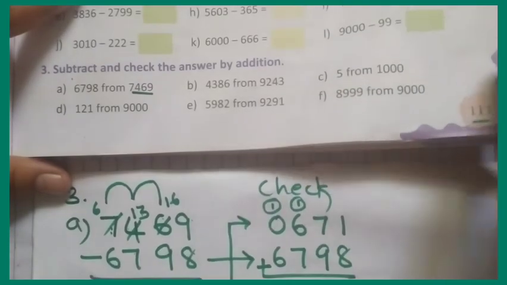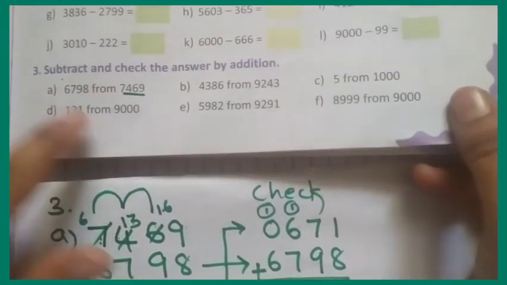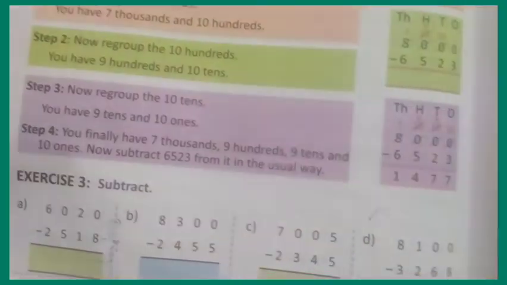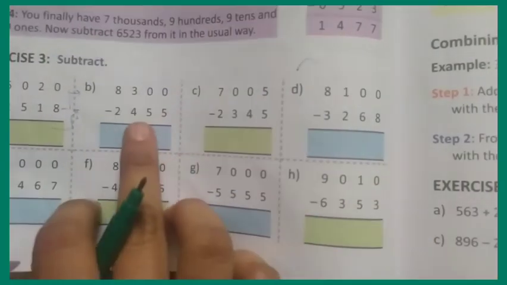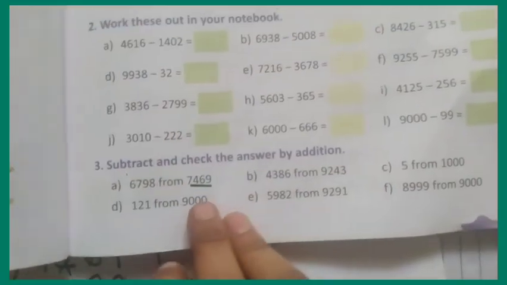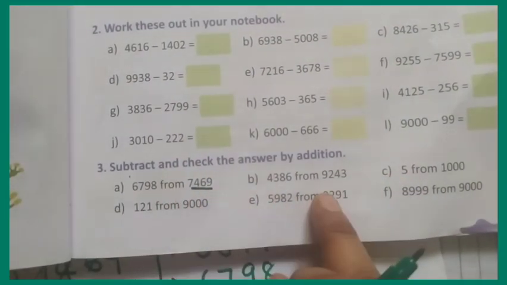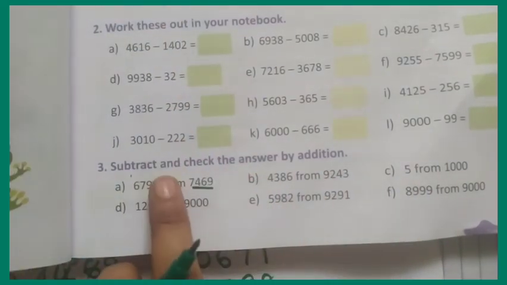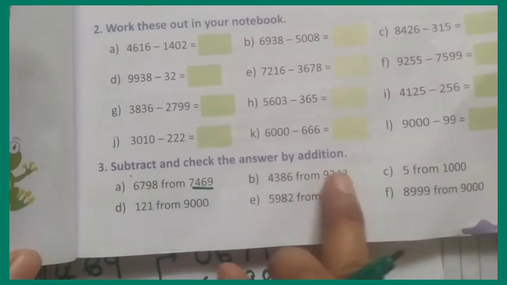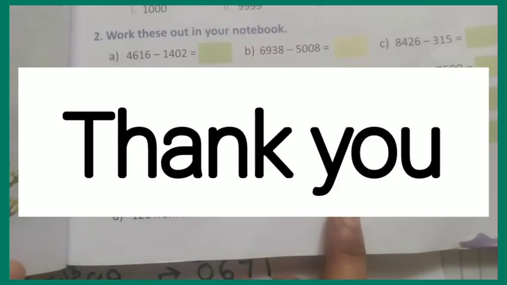I have given 2 homeworks: do the exercise 3, these 8 problems, and do these problems and check the answer by addition, and same way you have to do this also. Only third bit, don't do second and first bits. Write the heading mixed bag and do the third bit only. Okay, thank you.